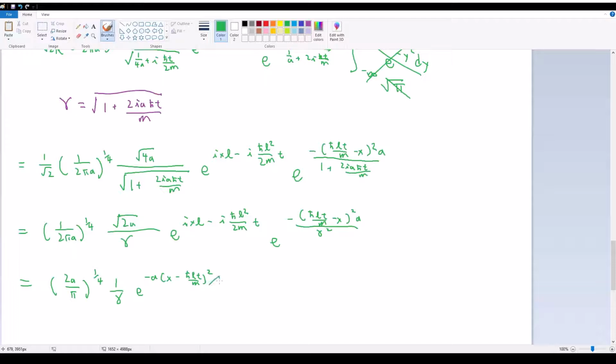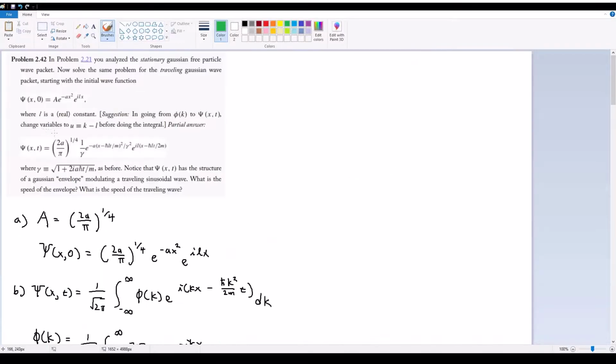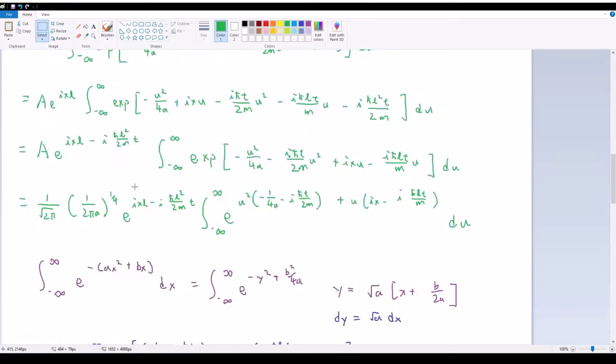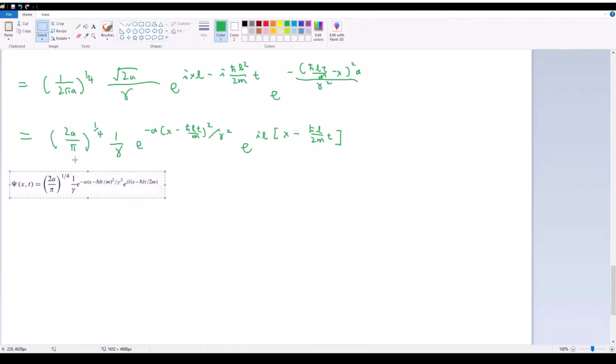Then we divide by gamma squared, and then we have e to the, we can pull out an il. So il multiplied by x minus h bar l over 2m times t. And if I copy paste the top term here and see if I can match it: 2a over pi to the 1/4, 1 over gamma, e to the negative a x minus h bar lt over m squared divided by gamma squared, e to the il x minus h bar lt over 2m. So we do match, and we thankfully are done with part B.